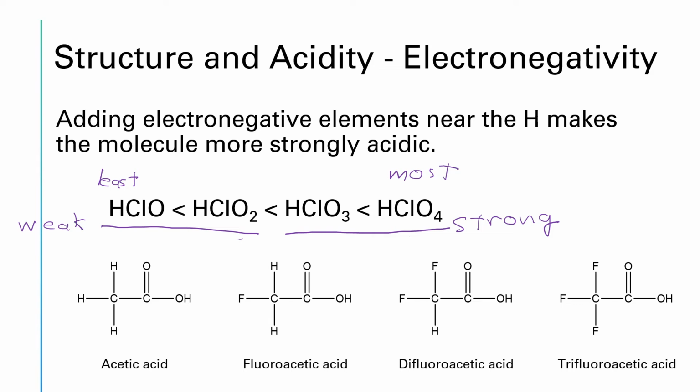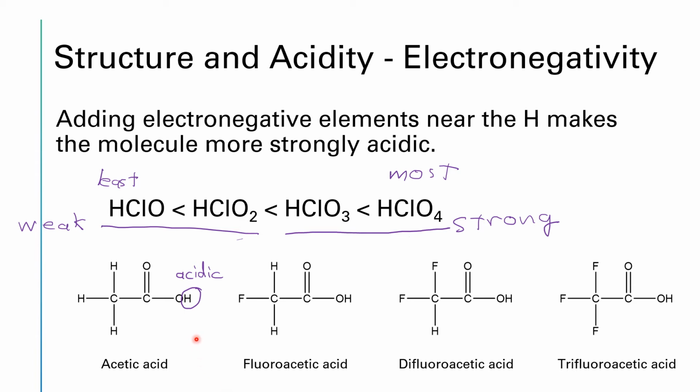Another place where we can see this comparison is in substituted acetic acid molecules. Acetic acid is the molecule over here on the far left. It consists of that carboxylate group, the C double bond OH group, and remember that the acidic proton in this type of molecule is the proton that's attached to the oxygen. So in all of these related molecules, the acidic proton will be that one.